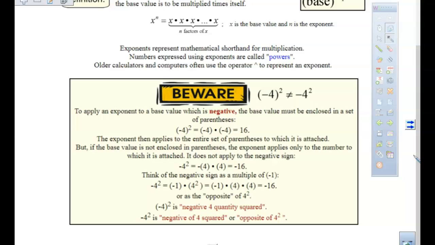So as I look at that page, these two give me two different answers. This one is going to leave me with a positive 16. This one leaves me with a negative 16. They say those two are not equal, which is true. Okay? So being really careful as you look at those.